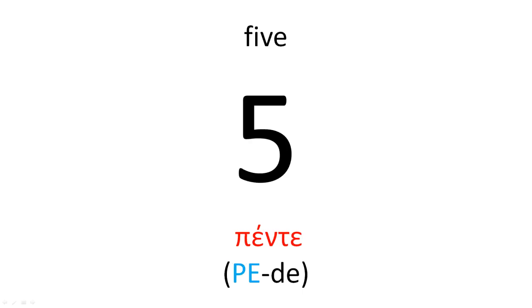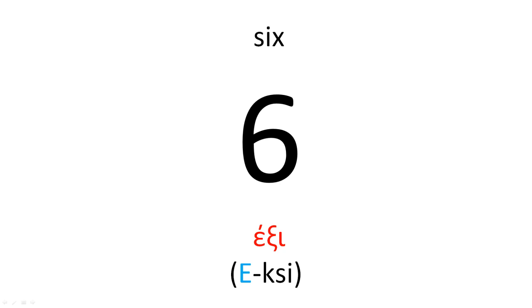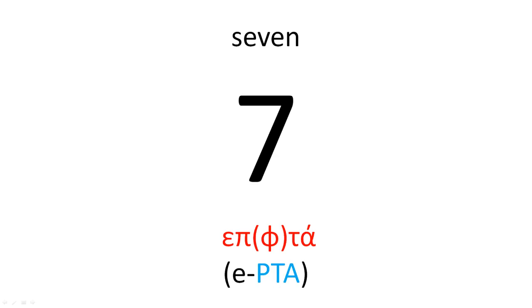Next is 5. 5 is translated as πέντε. Πέντε. Next number is 6. 6 is translated as έξι. Έξι. Next number is 7. 7 is translated as επτά.